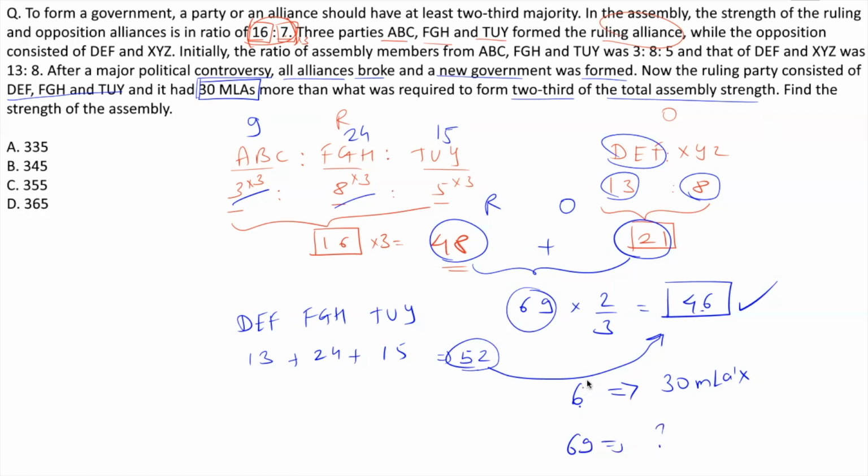If you observe, 6 into 5 is 30. 69 into 5 will be your required answer. 70 into 5 is 350. Minus 1 into 5 is 345. And that's the required answer.